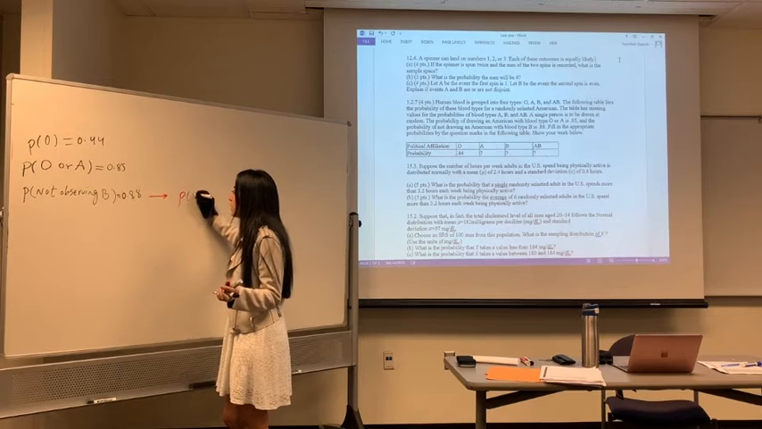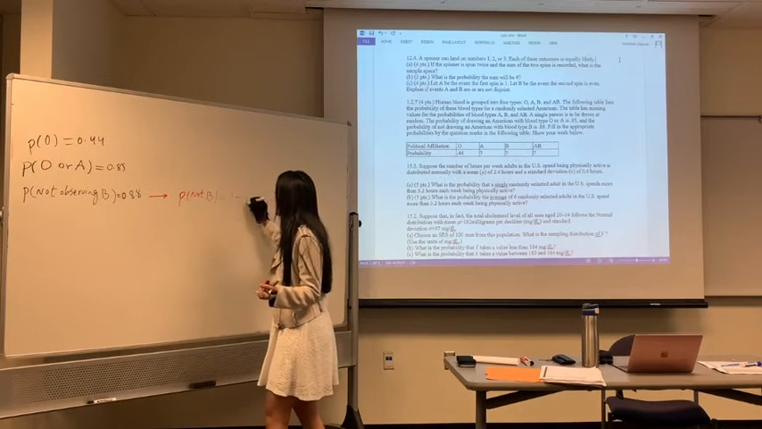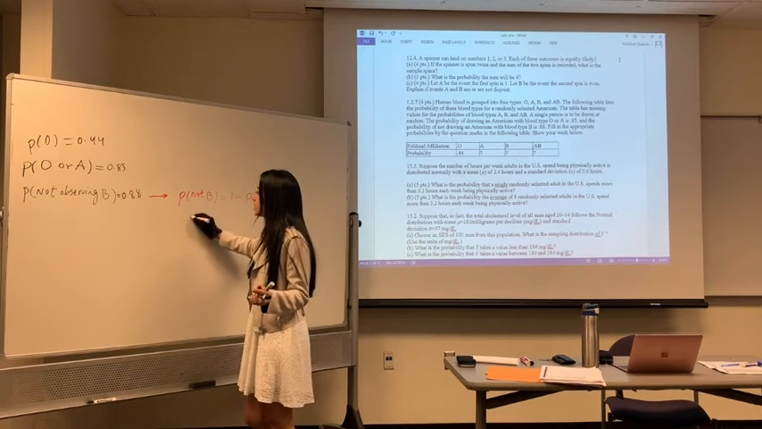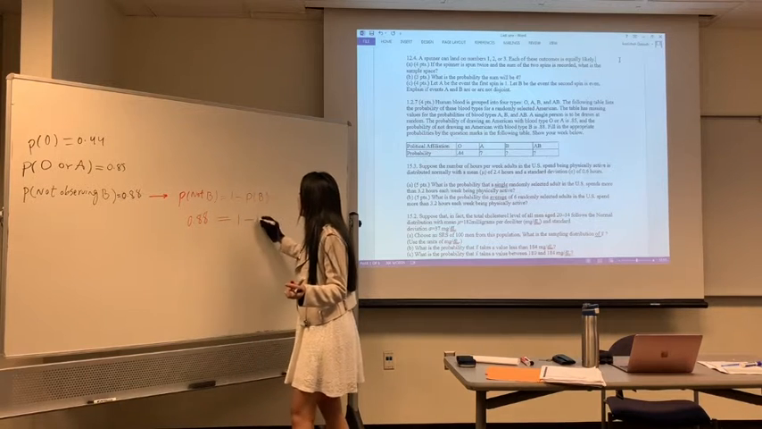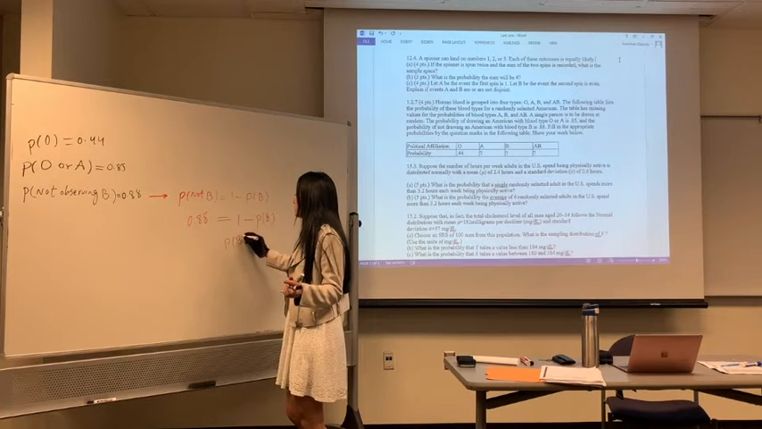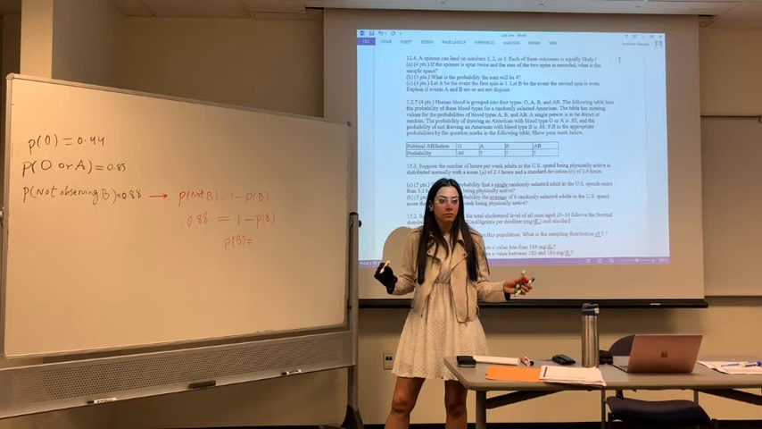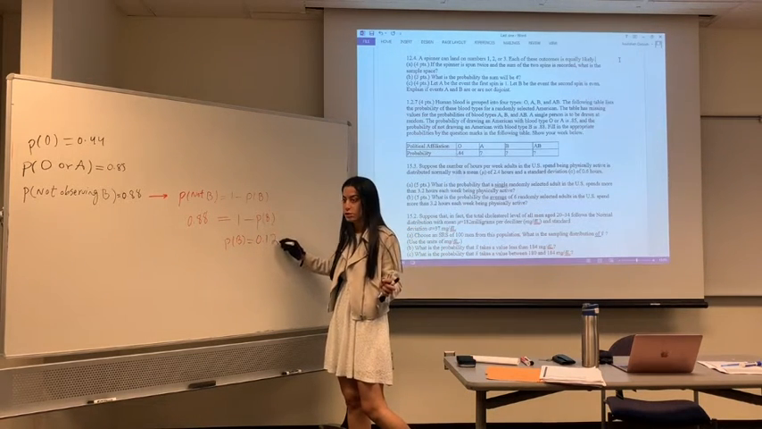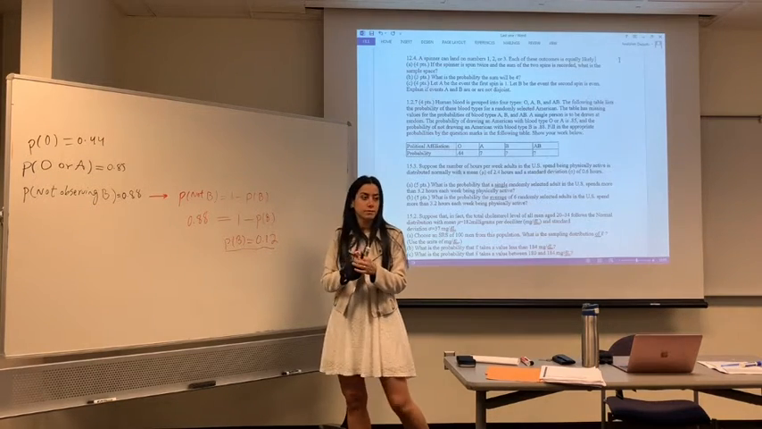So let's start from this one, because I just talked about it. Probability of not observing B is 1 minus probability of observing B. So 0.88 equals 1 minus probability of B, which is unknown. So what is the probability of observing B? 0.12. Correct? Yes.